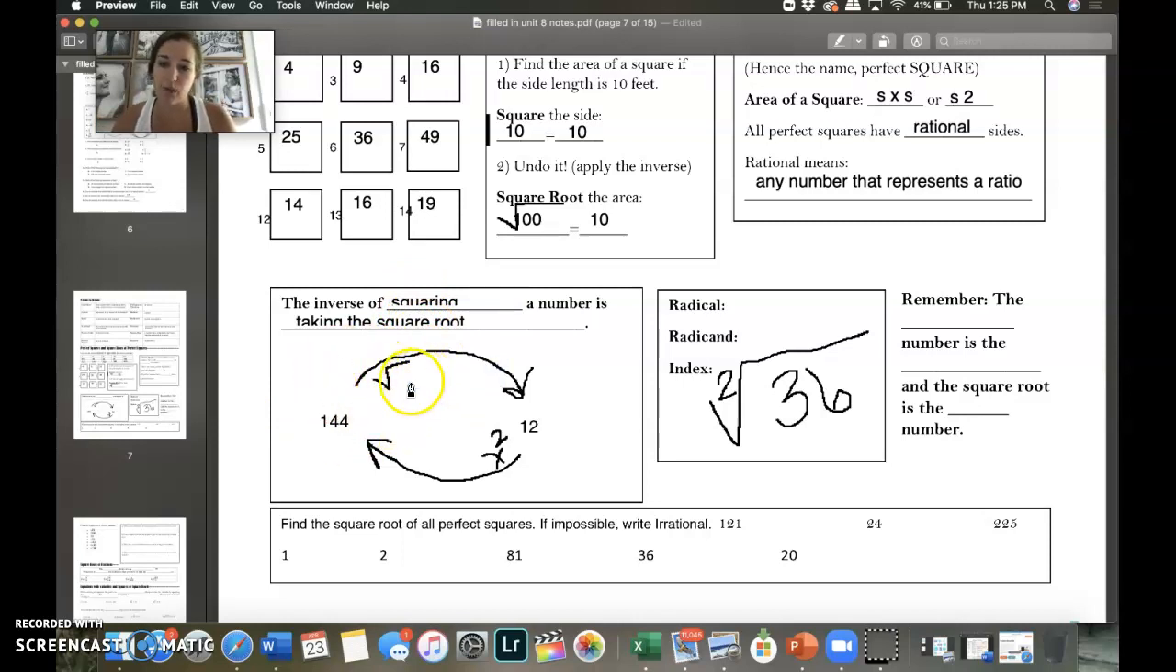Okay, so then we got some blanks over here. Well, this means if I'm starting at 144 and I'm getting to 12, what did I do? I took the square root, and that symbol tells me square root. But if I start at 12 and end up at 144, that means that I squared the number, which means I multiplied it by itself. So 12 times 12 is 144.